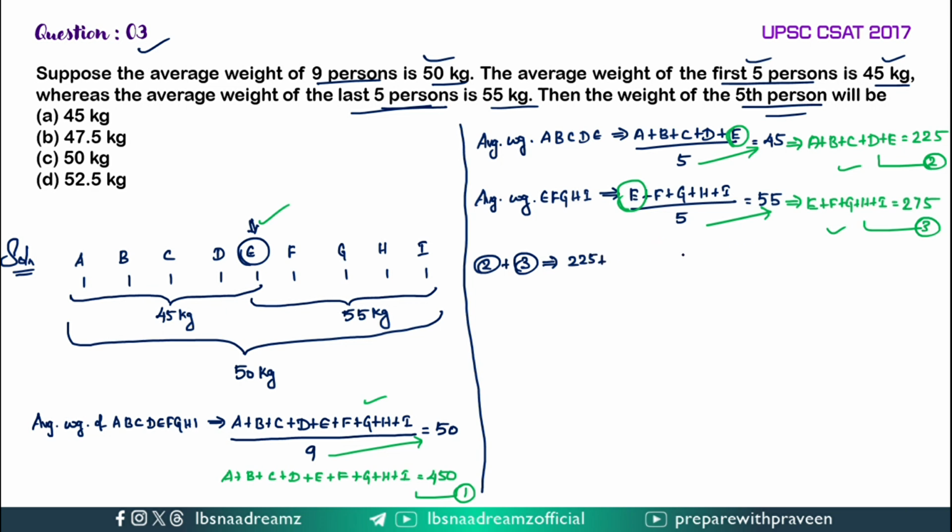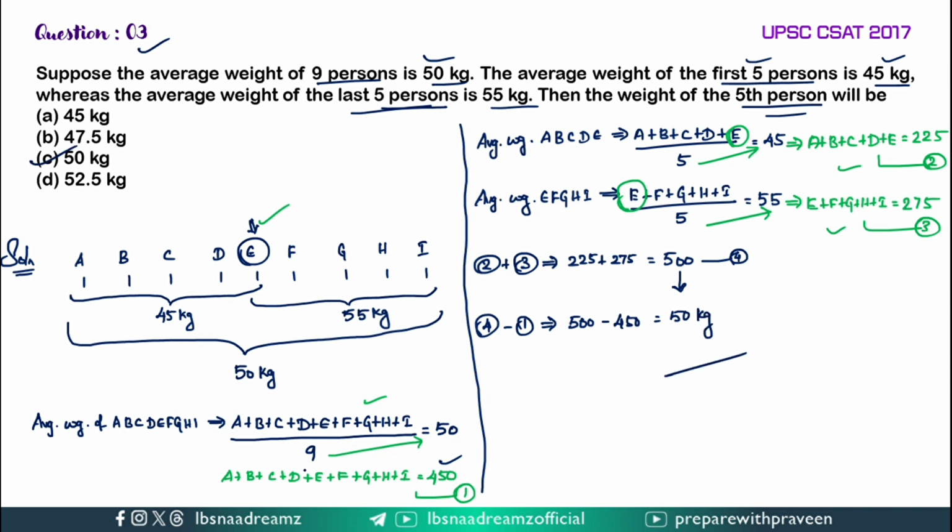225 plus 275 is equal to 500. Now we will subtract it with equation 1. So here the total weight is 450. Let us take this as equation 4. 500 minus 450 is equal to 50 kg, right?